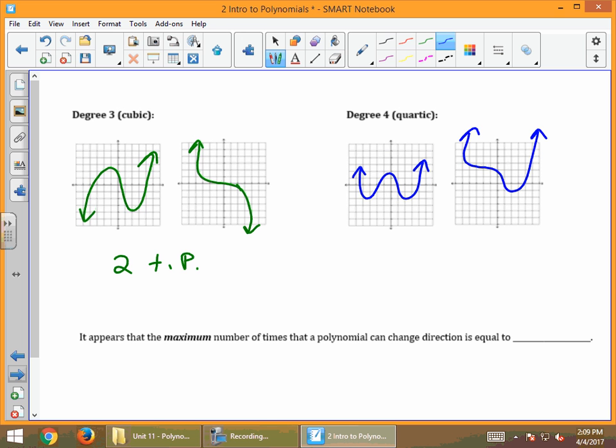We talked about this yesterday. The maximum number of turning points is what? Equal to or less than the degree. So you can think of it as whatever the degree is minus 1.